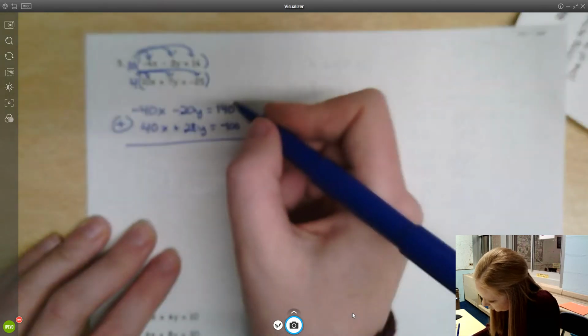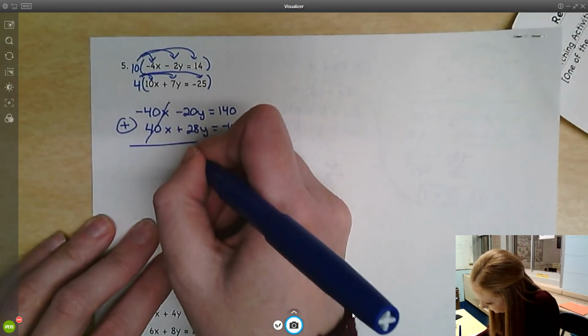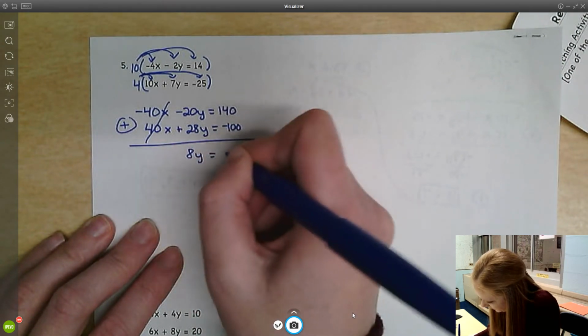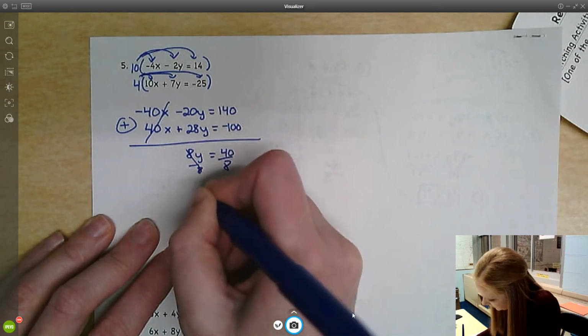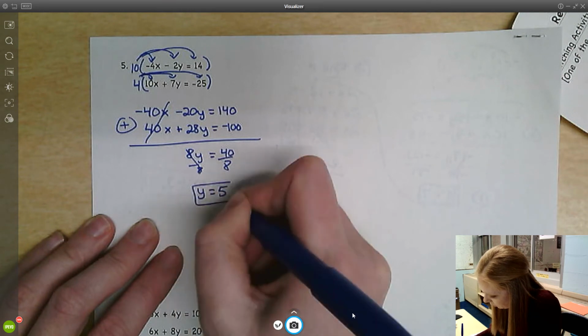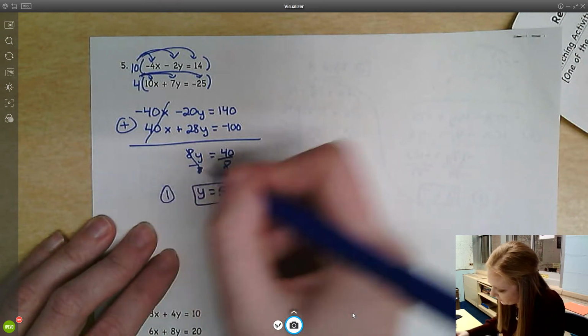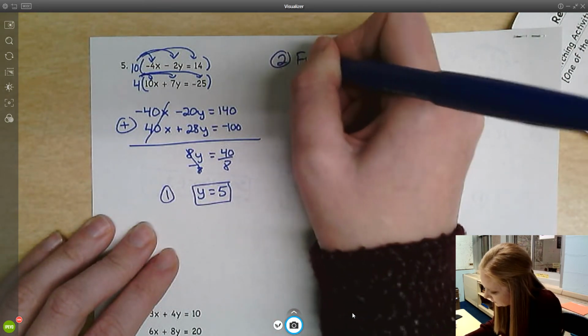Let's add these 2 equations together. Our x's will cancel, and we'll be left with 8y equals 40. This one is working out much nicer. Divide both sides by 8, and we get y equals 5. Awesome, we found y. Now let's go back and find x.